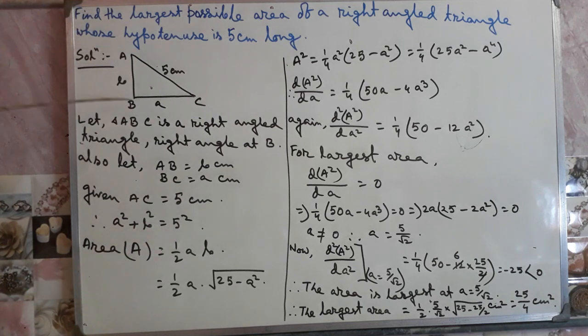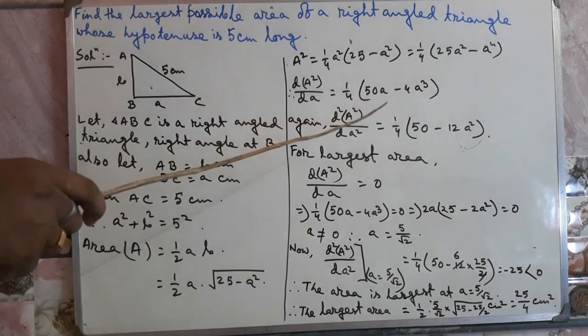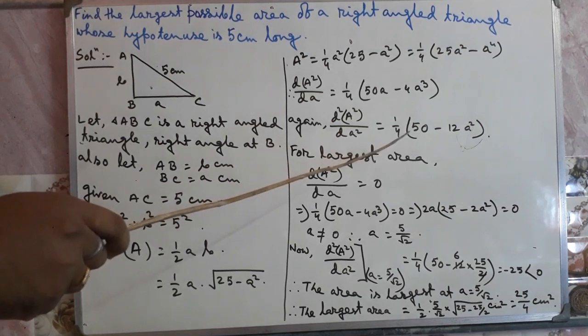So what is the area of this triangle? Half into base into height, that is half into a into b. From this relation we have to find the value of b and put it here. Now if the area is largest, then the square of the area will also be largest. Why did we take the square? It will help us in the derivative. Okay, so this is the derivative of the square of the area with respect to a, and the second order derivative will be this.